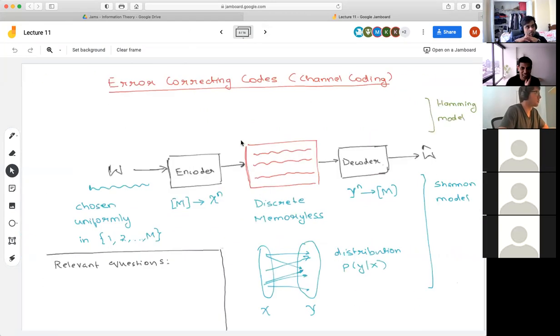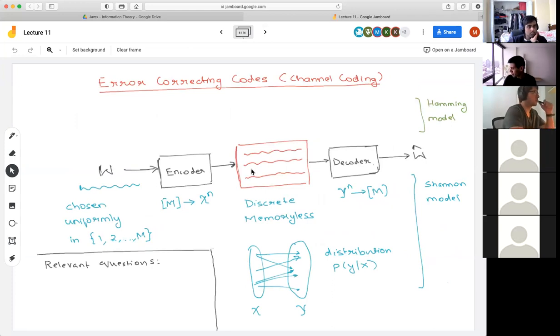Okay. The next topic, which we'll talk about for this week and the next one, maybe later if needed, is channel coding, or error correcting codes and so on. So the setup is roughly the following, that we want to send a message. I should say that there's the so-called Shannon model and the Hamming model, and I'm going to describe the Shannon model first, and let me come to the Hamming model later.